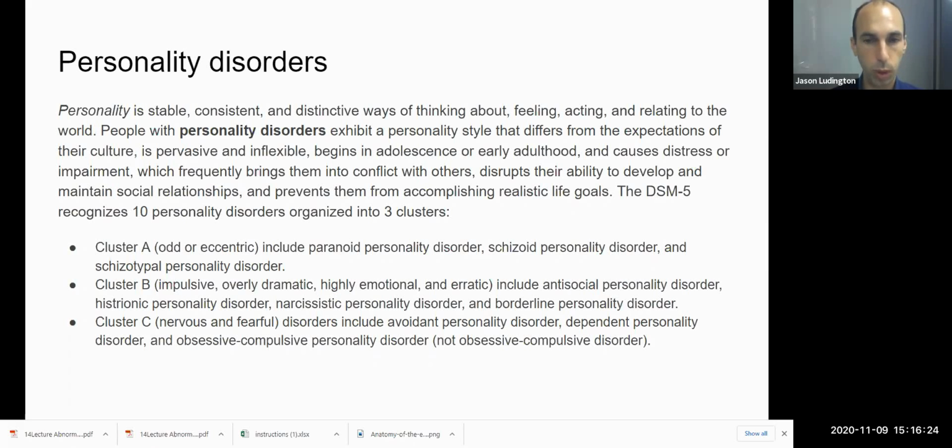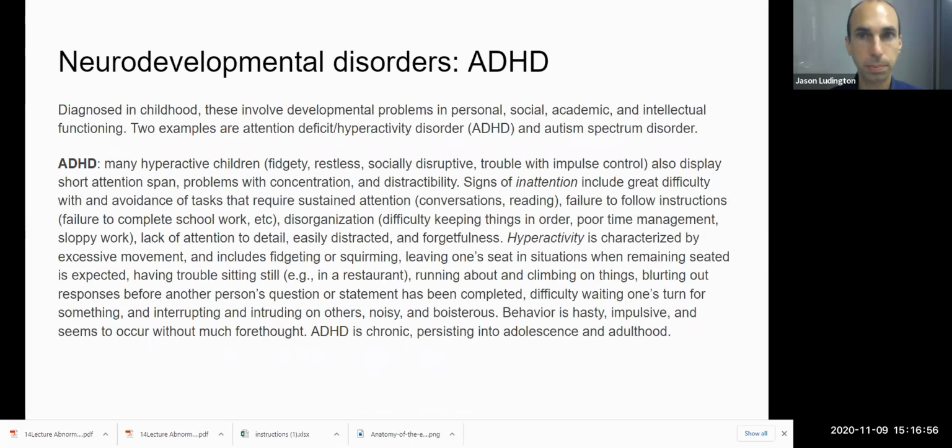So you don't have to know what these personalities are like. You don't have to remember which cluster they're in. You don't have to memorize cluster A, B, C or their characteristics. You just have to know that personality disorders exist, that there's 10 of them, and that they're recognized in our current DSM, Diagnostic Statistical Manual, which is the dominant source for research purposes.